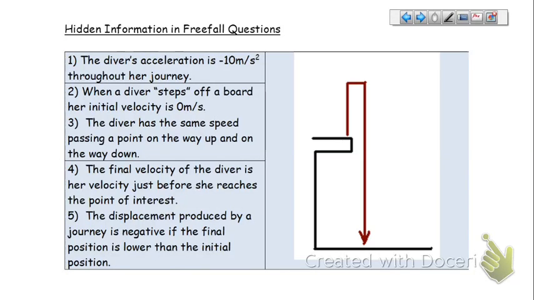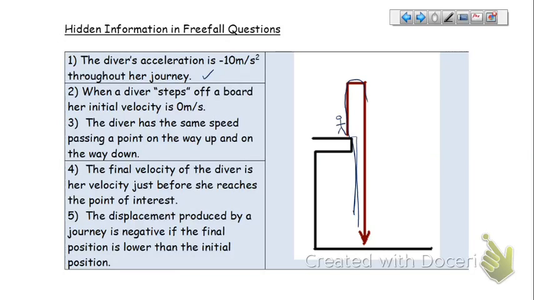So, hidden information. I have a diver, and the diver has three choices. They can step off the edge, they can jump up, or they can actually pull themselves down. You can grab the diving board and pull yourself down. Three choices. In all cases, the acceleration is going to be minus 10 meters per second squared.